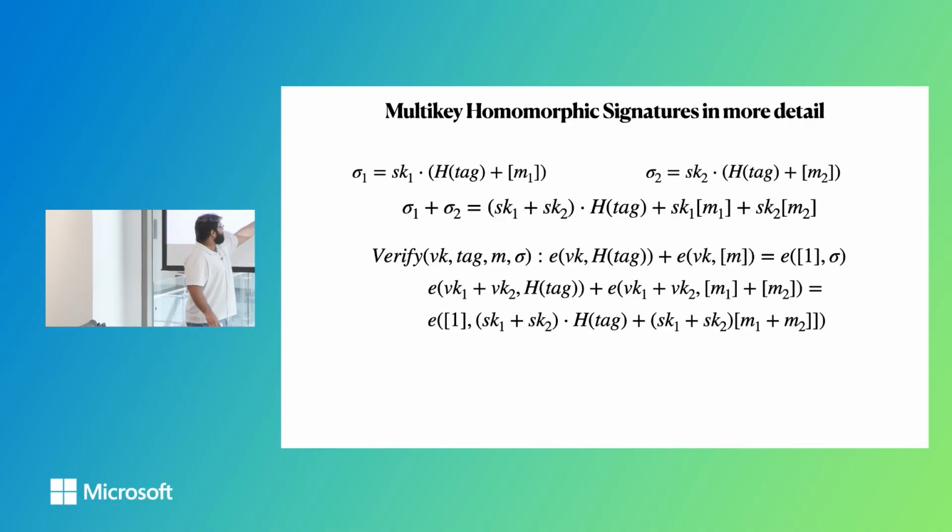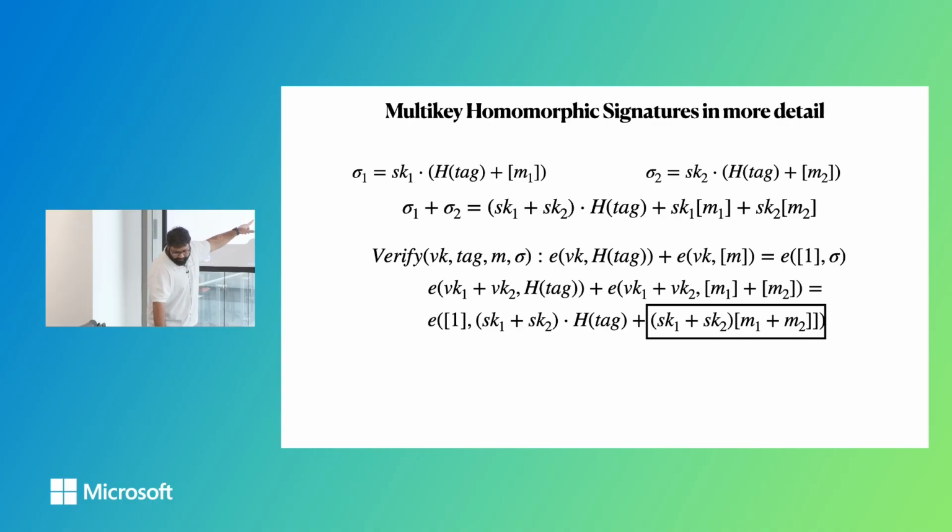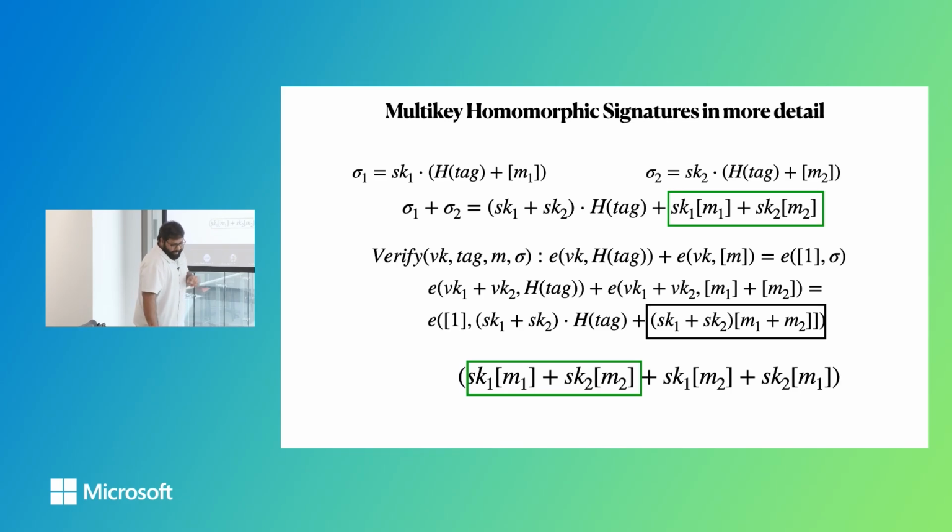So the second term here is going to be a little problematic. Why does this show up? Because basically I'm opening up this half. So I just took VK1 plus VK2, which is SK1 plus SK2 times the group element, moved it to this side. So I have SK1 plus SK2 times M1 plus M2. If I were to open it up, I have SK1 M1 plus SK2 M2, which is part of my original signature, which is good. But this second half has some cross terms, which are not great, right?